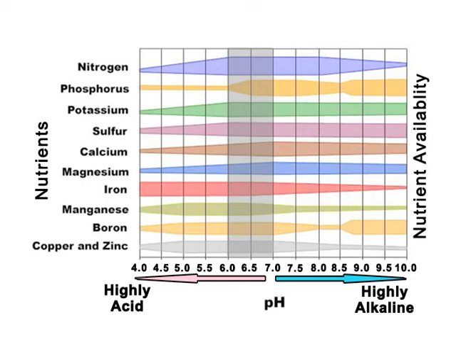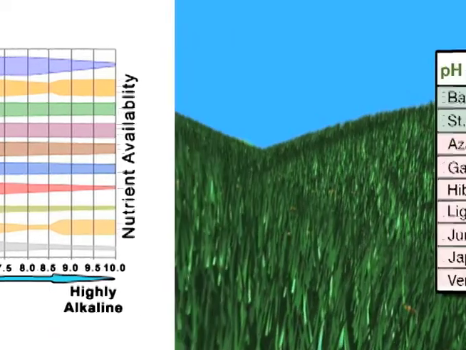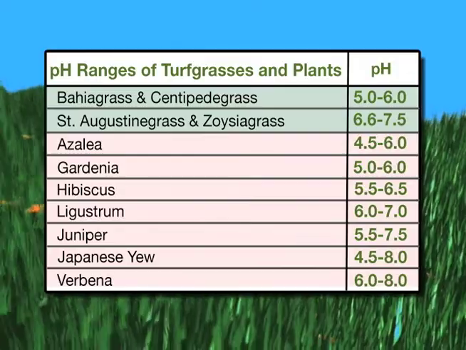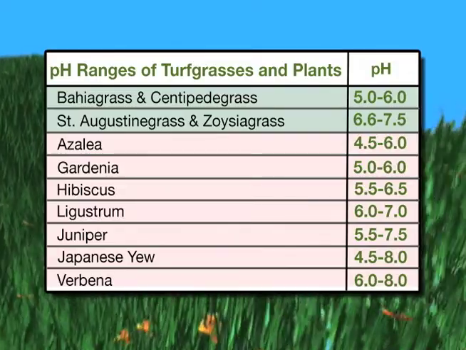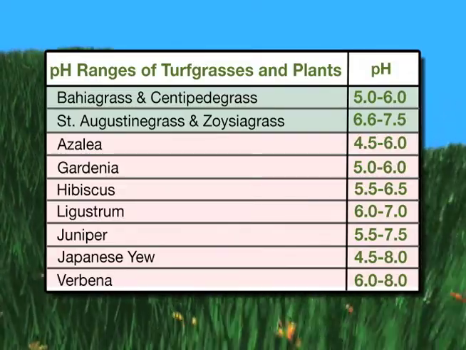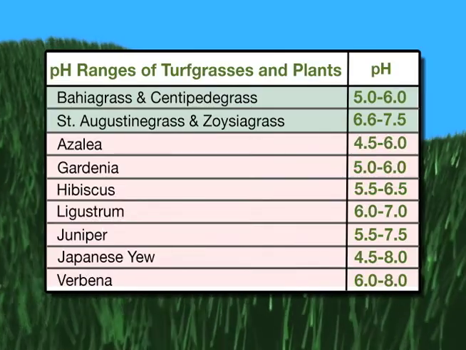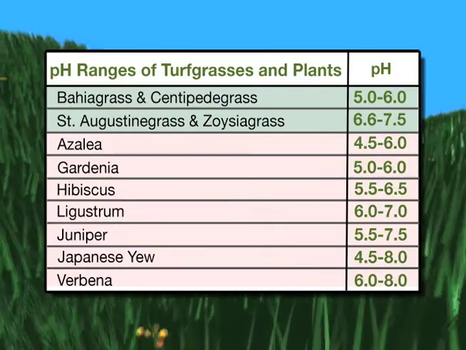At low pH, nitrogen, phosphorus, potassium, calcium, and magnesium are less available for plants. Different plants and different varieties of turfgrass perform better within certain pH ranges. Knowing the pH of your soil and the pH range for the plant is essential to keeping plants healthy.